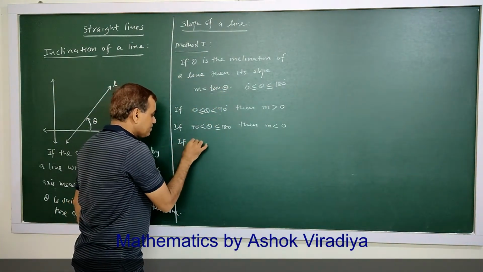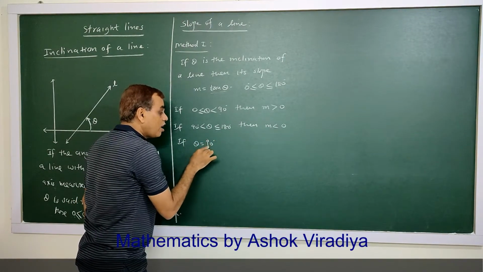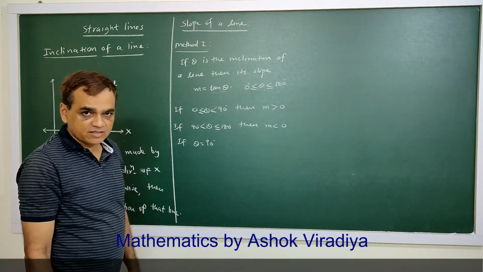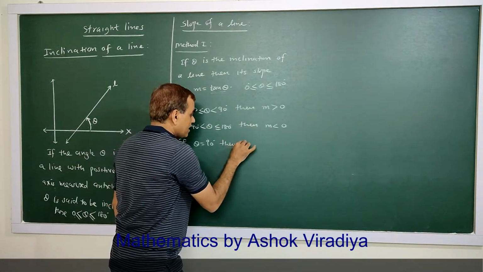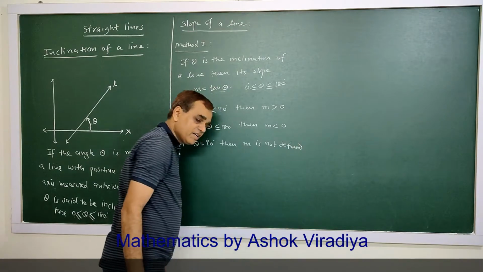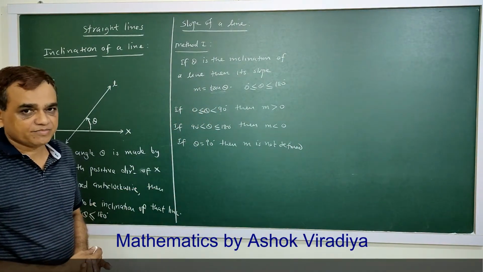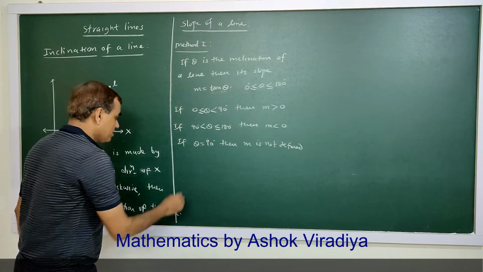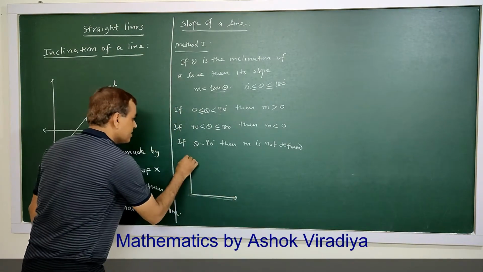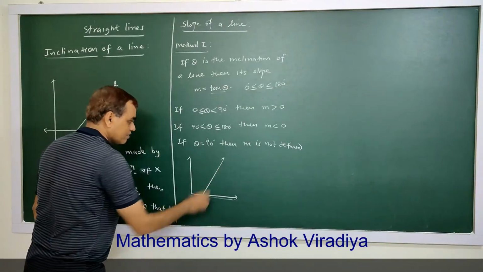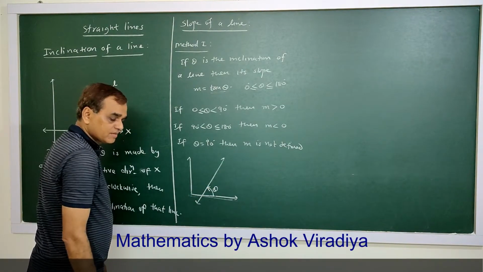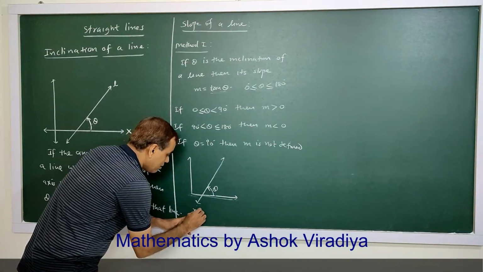And if theta is 90 degrees or pi by 2, then tan 90 degrees is not defined. So then slope is not defined. M is not defined. So for any vertical line, slope is not defined. Still, if the given line is like this, then here the inclination is less than 90 degrees, so the slope of this line is positive.